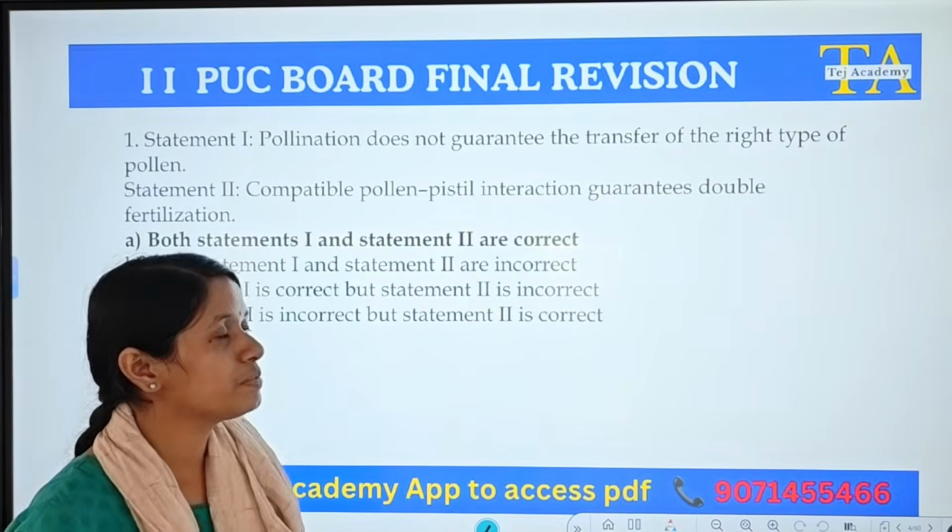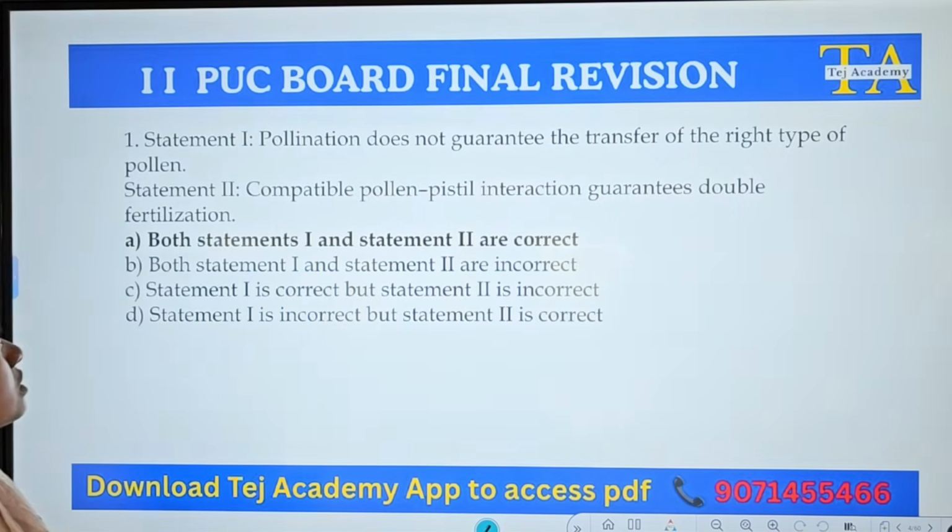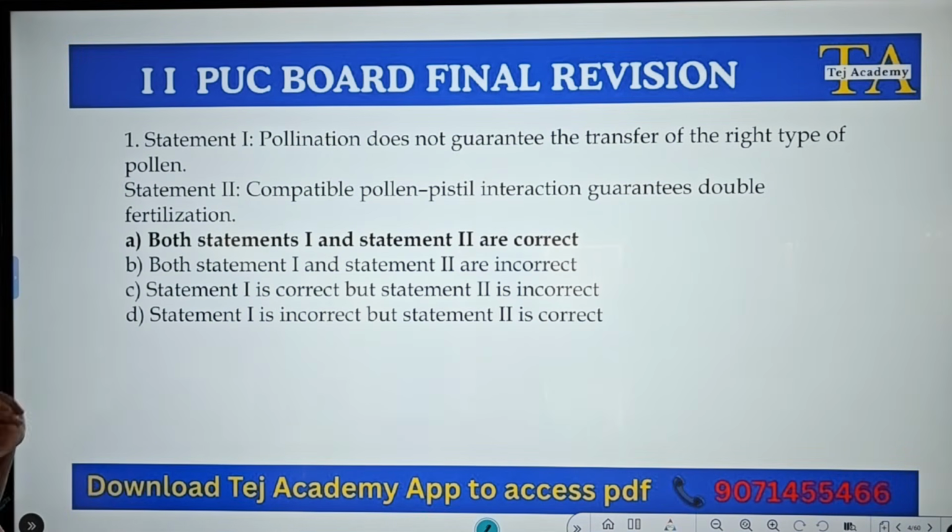So let's begin with the MCQs. Here the first question is based on the statement type question.